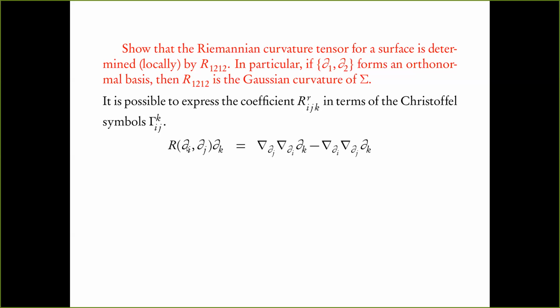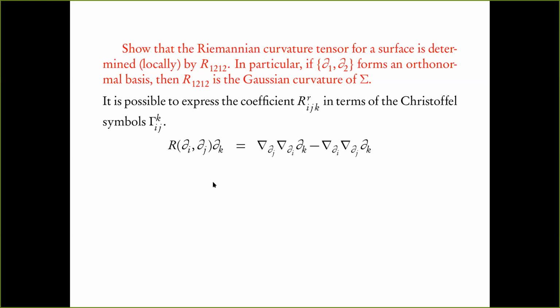Remember, what is the definition of R(del I, del J) acting on del K? It is nabla del J, nabla del I acting on del K, minus nabla del I, nabla del J acting on del K, minus nabla of the Lie bracket of del I and del J. Del I and del J are coordinate vector fields, so the Lie bracket is 0 and that term vanishes. Typically you'd have three terms, but that term is not there, so we only have these two terms.